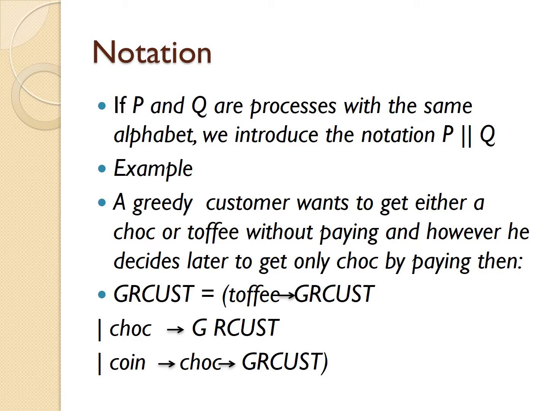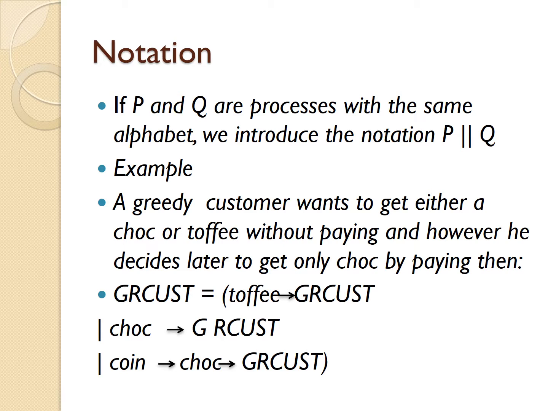How is concurrency denoted? The notation is simple: two parallel lines. If P and Q are processes with the same alphabet, we introduce the notation P concurrent Q. Let us take an example and denote the concurrence.